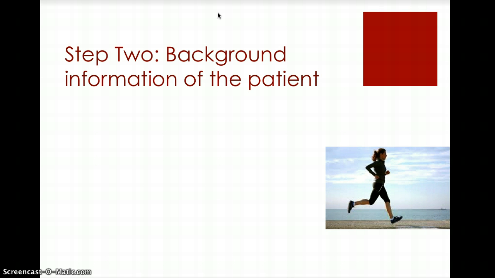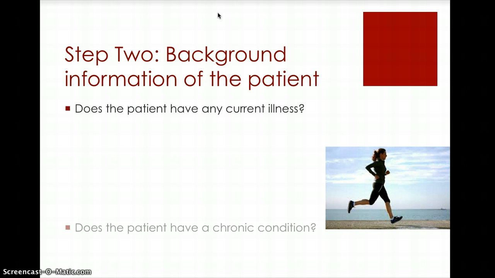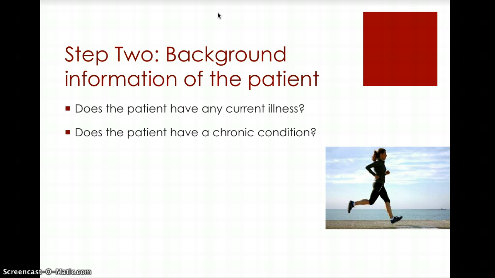Step two is the background information of the patient. You want to ask the patient, do they have any current illnesses? And you might actually already know this from reviewing their chart if they're there for an acute reason. Does the patient have a chronic condition related to respiratory problems? Do they have asthma? Do they have chronic bronchitis? This would be good to know beforehand, before actually doing your assessment.